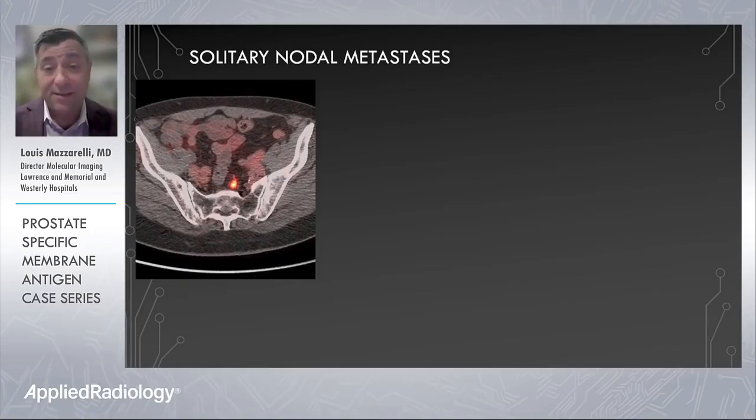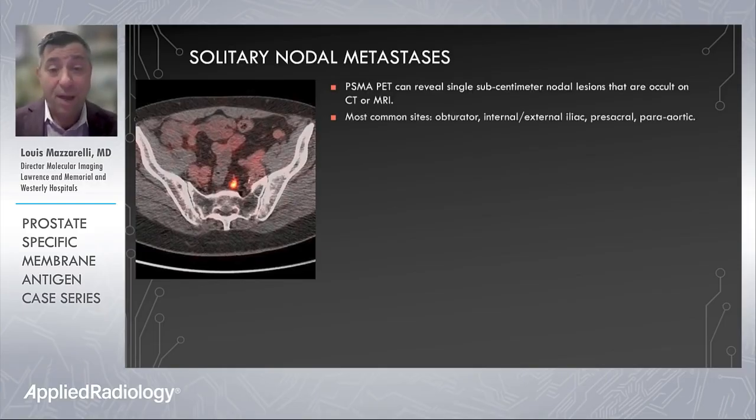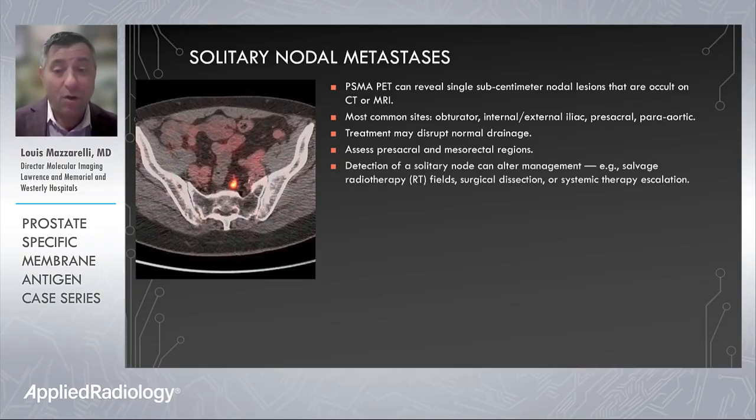Let's talk about solitary nodal metastases. PSMA PET can reveal single subcentimeter nodal lesions that are occult on CT or MRI. Most common sites are in the obturator, internal, and external iliac chains, but more commonly noted also in the presacral chains and occasionally in the periaortic chains. Understand that treatment with prostatectomy or radiation therapy may disrupt the normal drainage pathways, and therefore we may see skippage of nodal stations. It's important to assess presacral and mesorectal regions, and the detection of a solitary node can alter management, and that can lead to a change, salvage radiotherapy, surgical dissection, or systemic therapy escalation. And this is important both in the initial staging and the biochemical recurrence spaces.